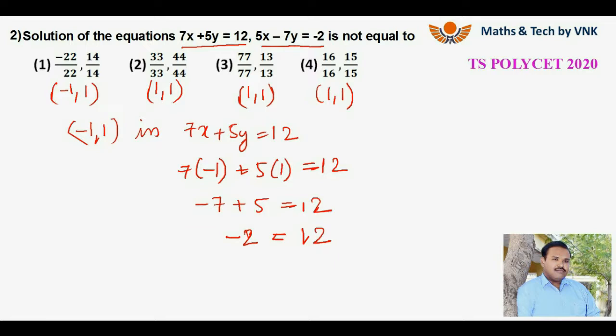So if you substitute the options 2, 3, 4, that is 1, 1, in both the equations, it will satisfy. So the correct option will be only option 1, -1, 1.